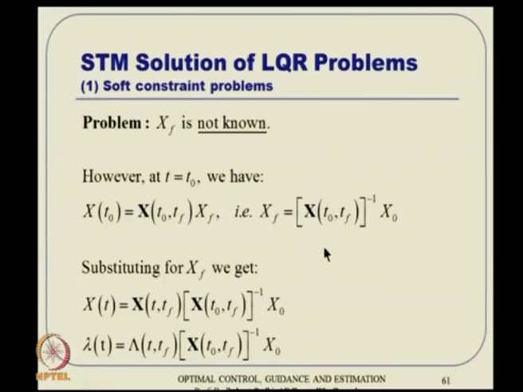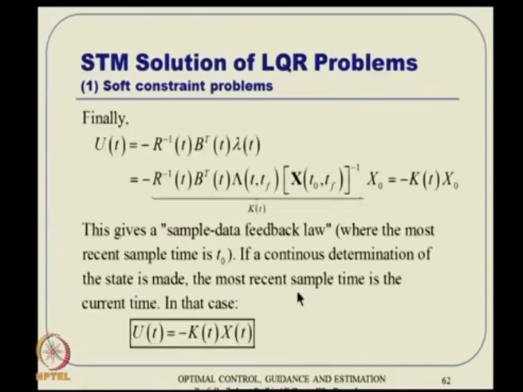Also notice that x of t naught can be extracted from xf that way, and substituted back here. So, x of t and lambda of t become like this, and then finally u of t can take this form, and this can again be written as something like k of t times x naught. Now, you can say my t naught is t, then it will essentially lead to this u of t. So, it is a sampled data feedback law sort of thing. So, u of t essentially can be computed again as minus k of t times x of t.